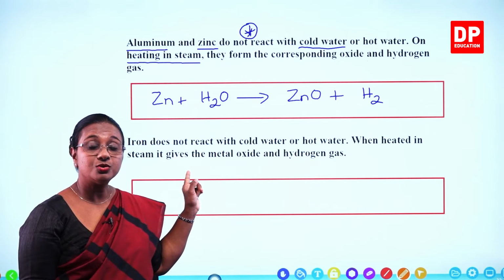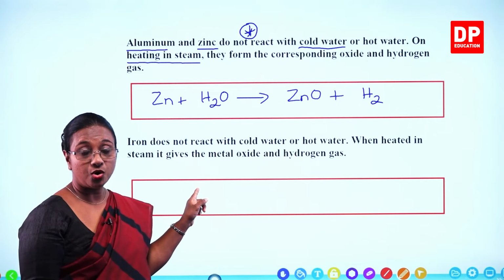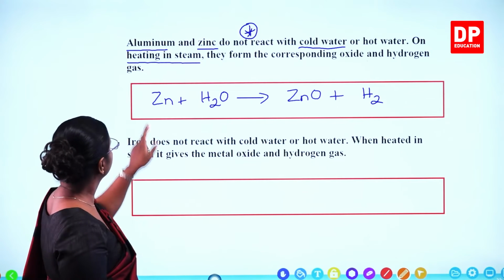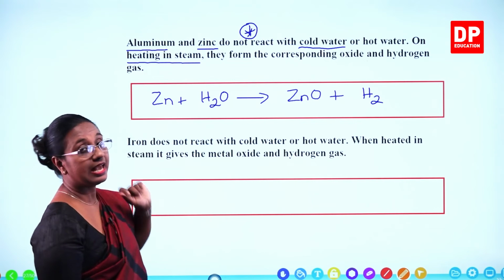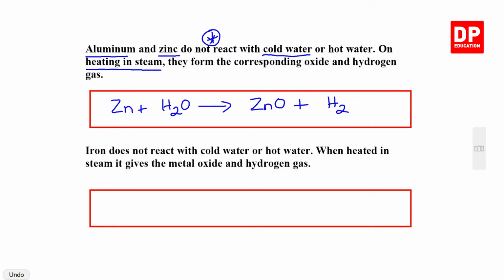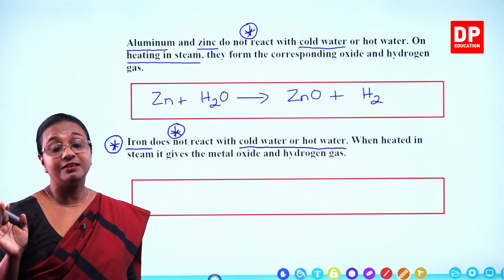And again, this is also a single displacement reaction. All the reactions that we saw, metal with water, they are single displacement reactions. So aluminium and zinc only react with steam. Is that clear? Iron does not react with cold water or hot water. Again, this is iron. It does not react with cold water or hot water. Again, important. Now you can see these, the readiness of reacting with water is decreasing.